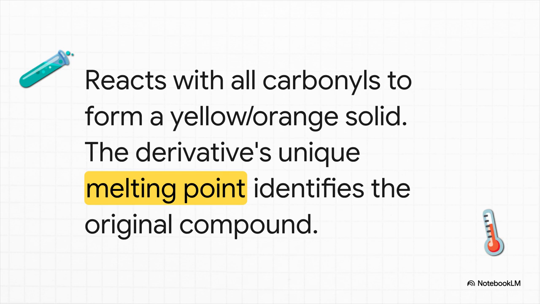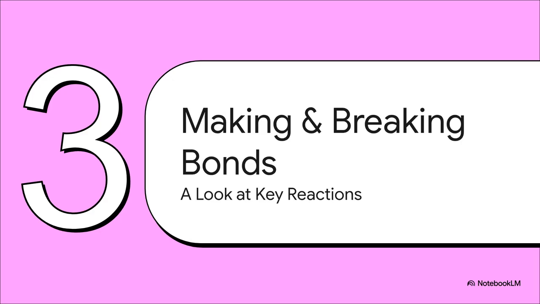But here is the genius part. Every single carbonyl forms a derivative with its own completely unique, incredibly precise melting point. So the process is simple. You make the solid, you purify it, you measure its melting point, and then you just look it up in a data book. It's like a perfect fingerprint match to identify your original mystery molecule. So now that we know how to identify them, let's look at what they can do.